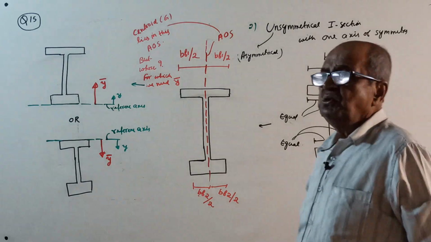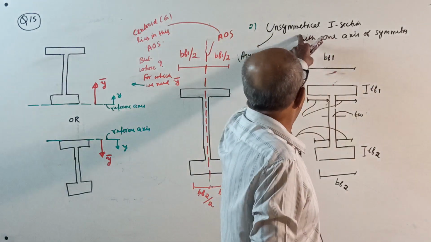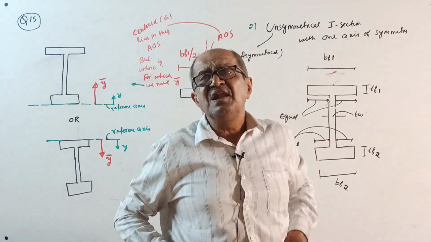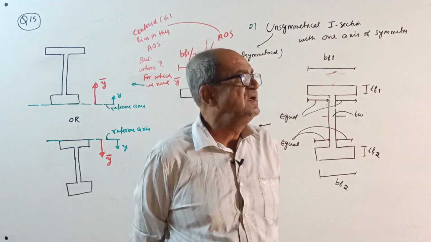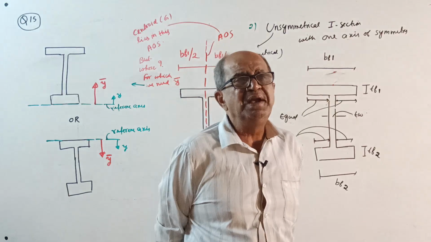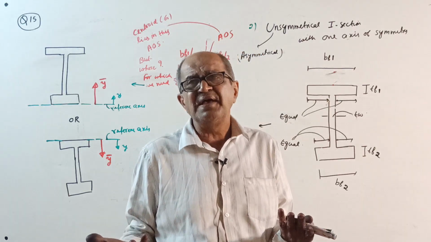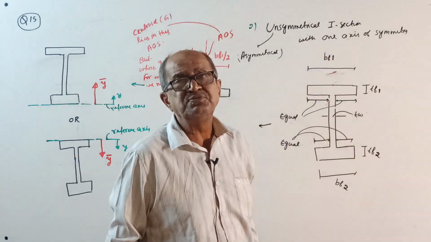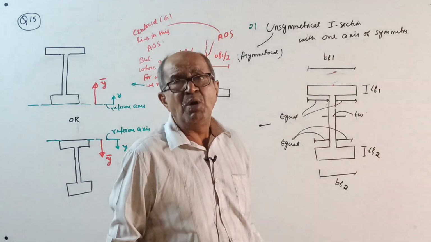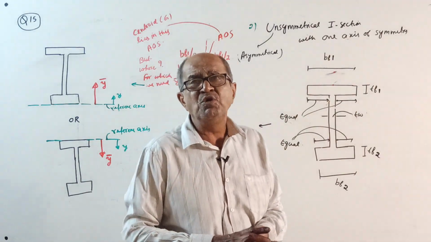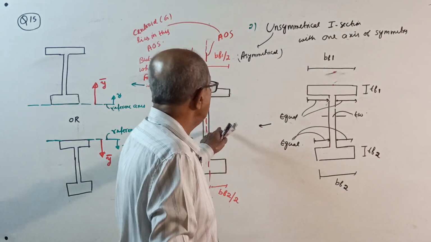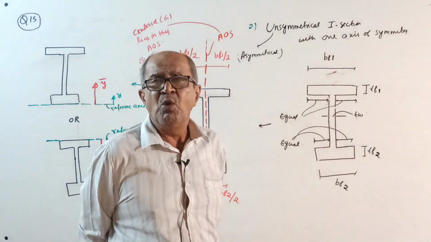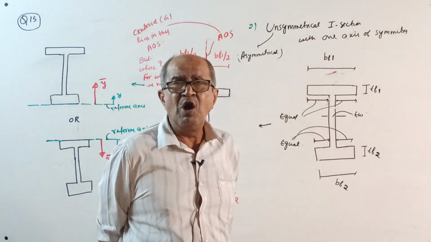Okay. Now come to the unsymmetrical I section with one axis of symmetry. See, last class we randomly considered a section that was completely unsymmetrical with respect to both axes. But here it is an unsymmetrical I section with one axis of symmetry. This is very, very popular. Usually, academic questions are given this way because they want people to at least solve something.